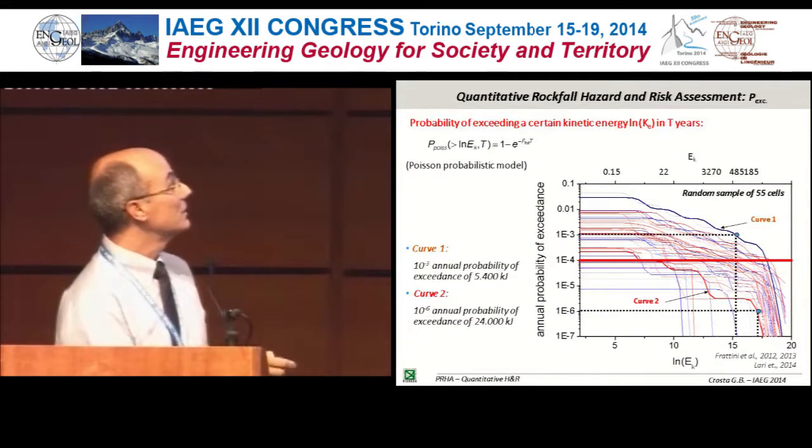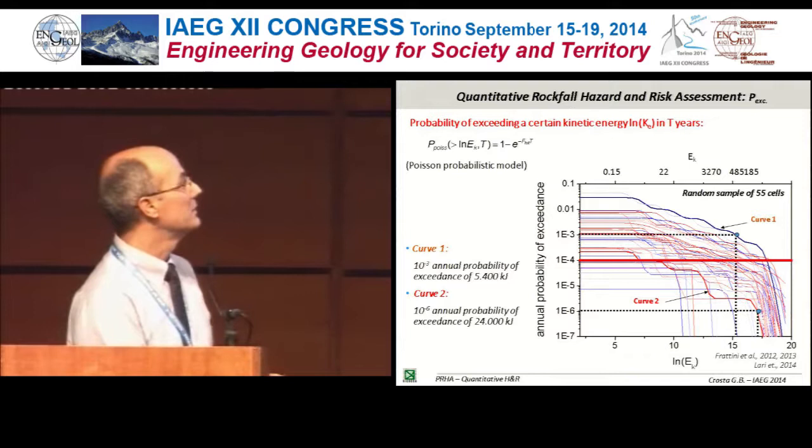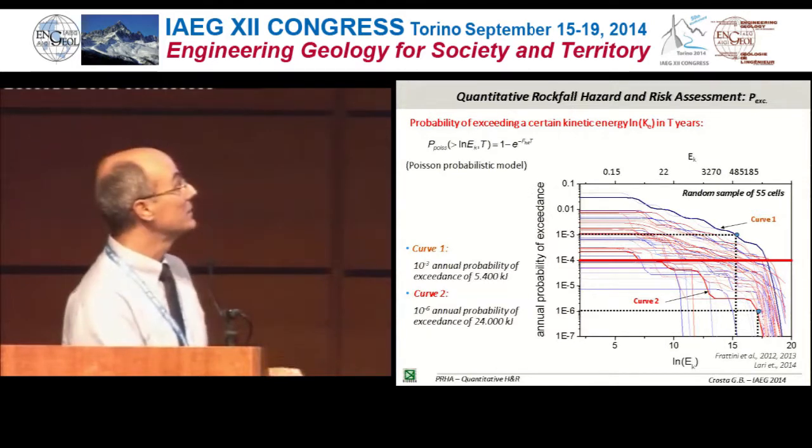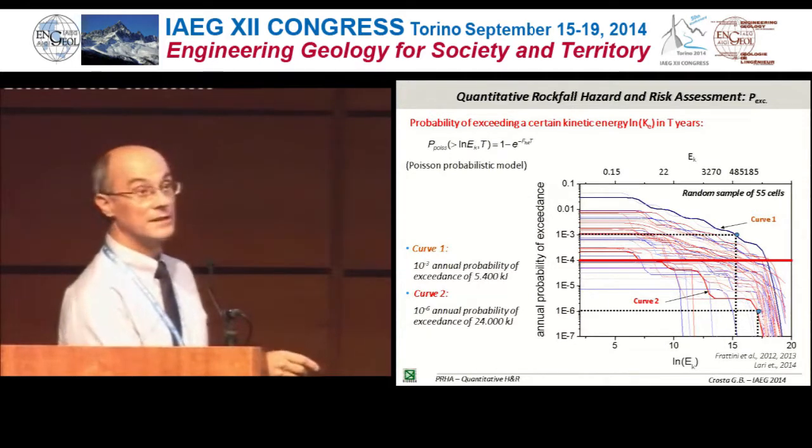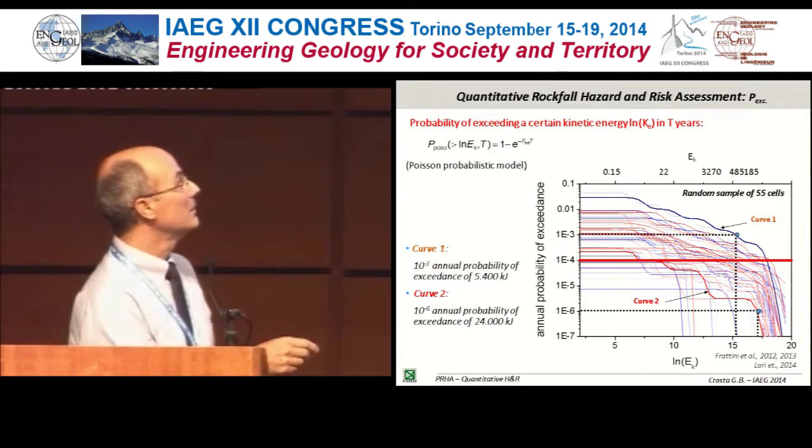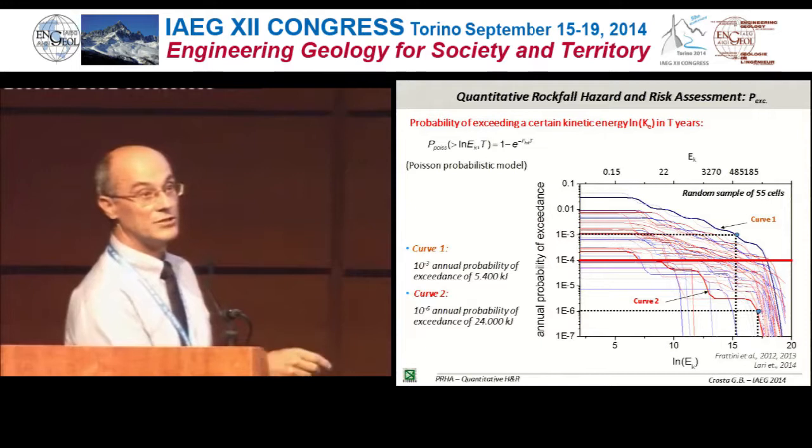In this case, you see 55 cells. So each cell is represented by this curve, and each curve is representing the annual probability of exceedance for a specific cell level of energy. So at this point, if we sample along a line, we are able to sample a specific curve for a specific level of energy, assigning a specific return time.